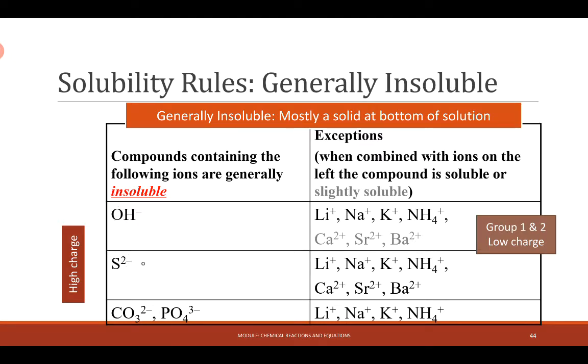Hydroxides, sulfides, carbonates, and phosphates are generally insoluble. So if you see something that's generally insoluble, your state of matter will be solid, except for when it's an exception to being insoluble, and then its state of matter will be aqueous. So if you see a hydroxide compound, then it's most likely going to be insoluble, unless it's a hydroxide paired with either group 1 or group 2.